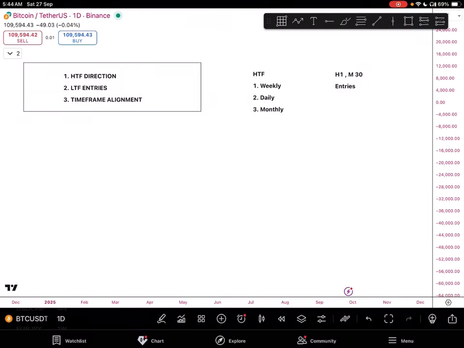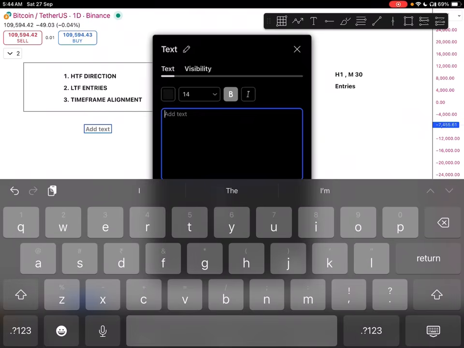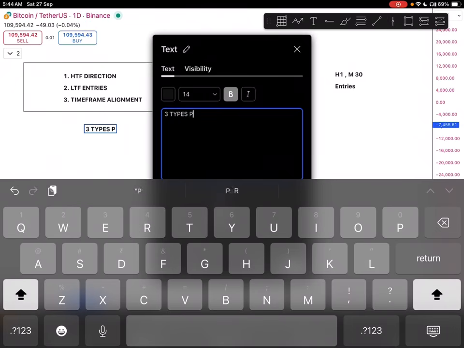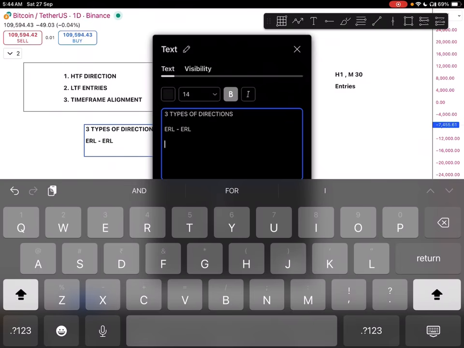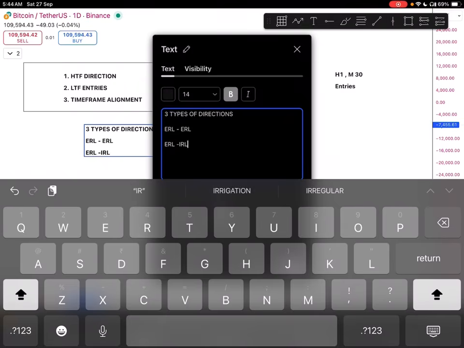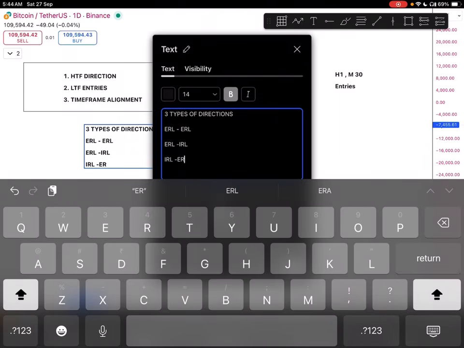In higher time frame directions, the price moves in three types of directions, which I have already taught you: price moves from external range liquidity to external range liquidity, or external range liquidity to internal range liquidity, or internal range liquidity to external range liquidity, and we have this one too, internal range liquidity to internal range liquidity.